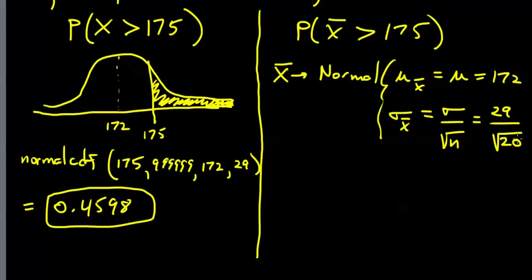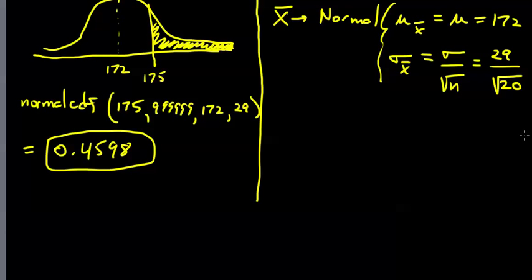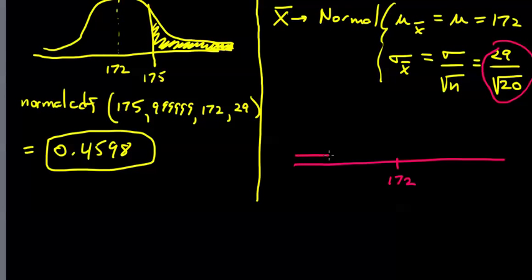Again, I can make another little curve here to help me visualize this problem. X bar values will be normally distributed, still bell-shaped. Still the peak will occur at 172. But because the standard deviation is being divided by something bigger than 1, you're going to have a sharper, narrower, bell-shaped distribution. Again, I hope I'm not exaggerating too much.